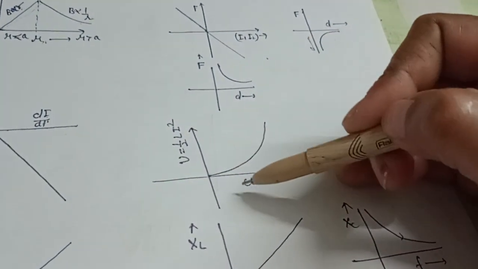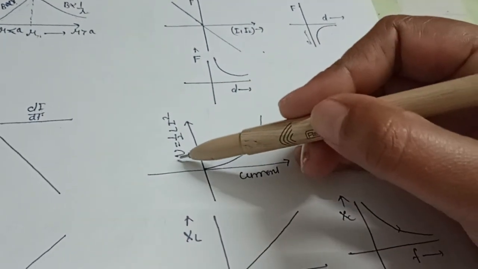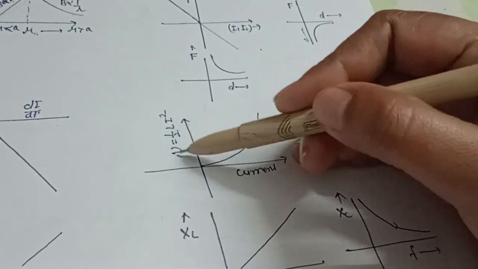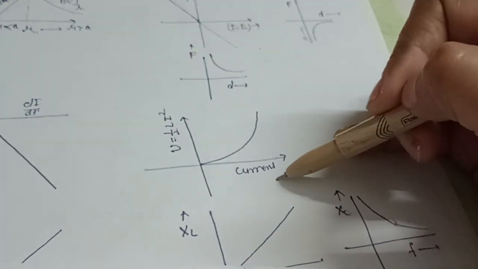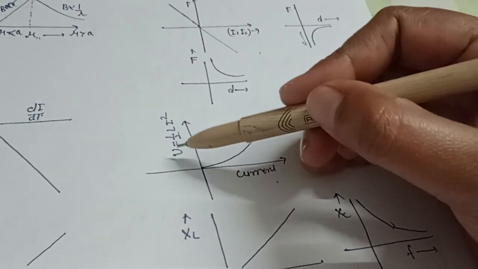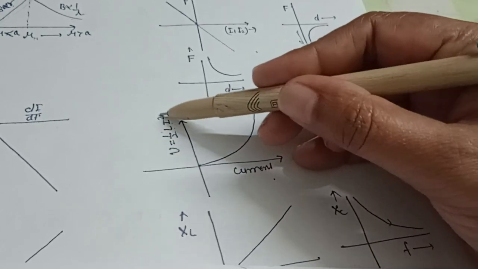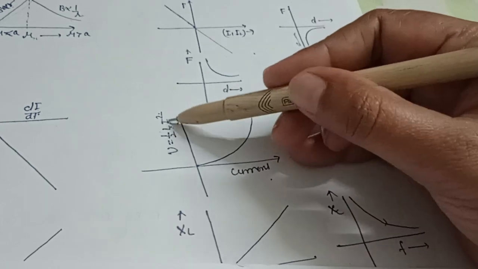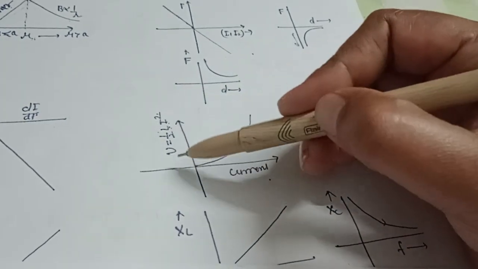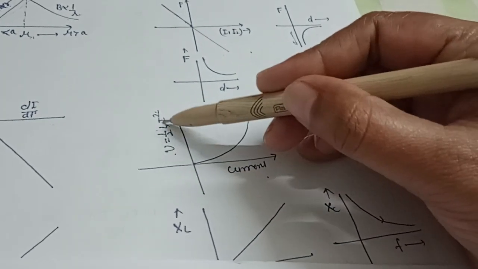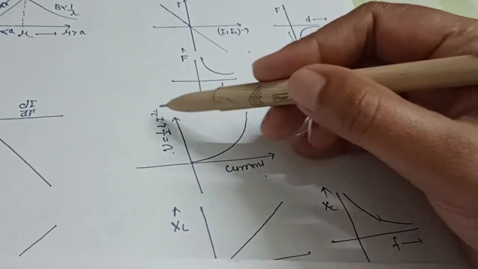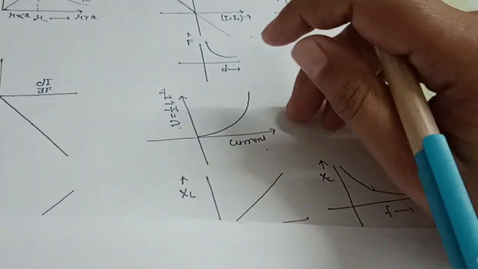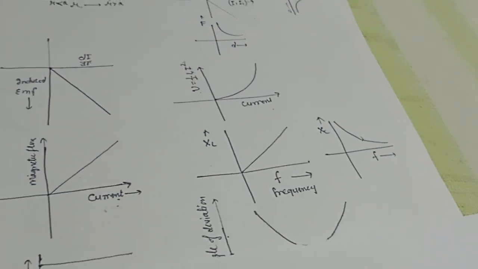Next I have a graph between energy stored in an inductor and current. You know the formula, energy is equal to half L I square. What is L? L is the self-inductance, and I is current. So energy is directly proportional to the square of the current. It means it always follows a parabolic path.